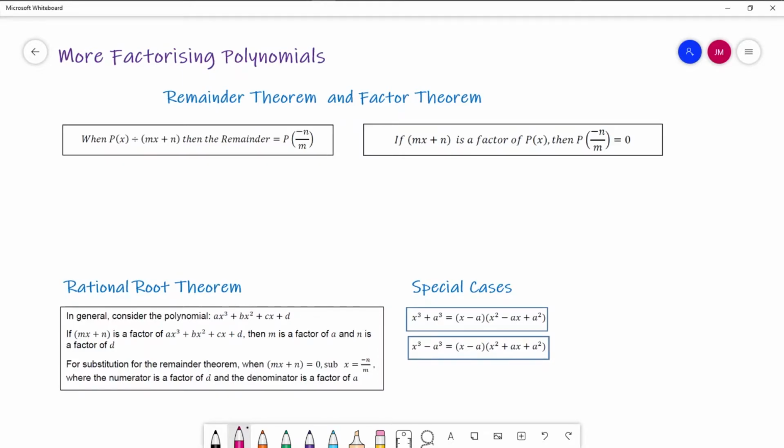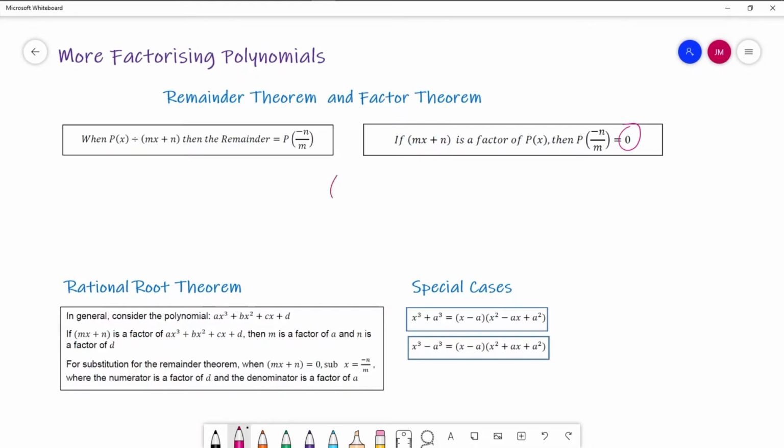Welcome back. In the first video we looked at what factorizing polynomials is and briefly tried to describe the remainder and factor theorem. So these are the two theorems in a nutshell. If we're trying to divide some polynomial p of x by mx plus n, if we sub in negative n on m, the value of x that would make that divisor 0, then whatever is left over is the remainder. And if the remainder happens to be 0, then that means that mx plus n must be a factor.